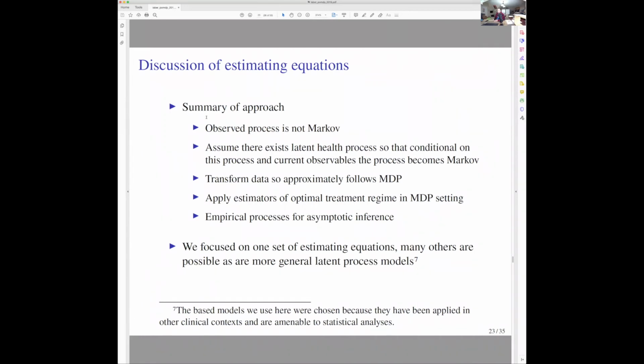So we focused on one set of estimating equations here that were based on the work of Murphy and Luckett, but there's lots of other approaches that could be used. We just chose these ones because, as I had said previously, they've been used in clinical practice before, and so there's some buy-in from the clinical community with those models, and they're highly extensible and flexible.